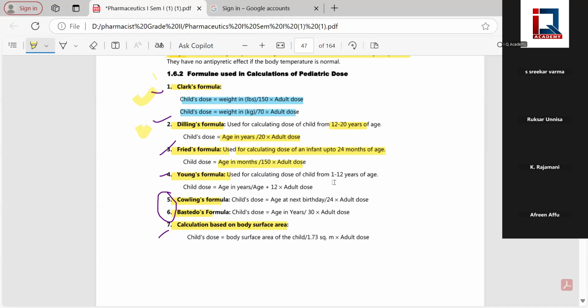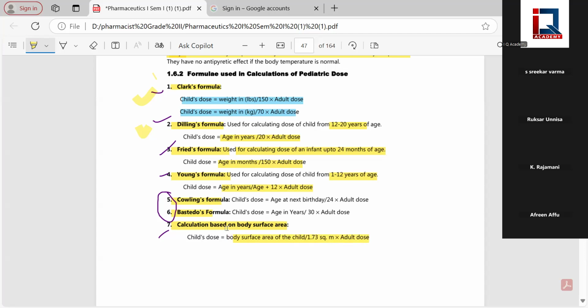And when the patient is between 1 to 12 years, you can also use one more formula, that is Young's formula: age in years by age in years plus 12 into adult dose, right? So this is Young's formula. You should know these formulas, and calculation based on surface area is also given: body surface area of a child by 1.73 square meters into adult dose. Okay. So please note down these formulas.